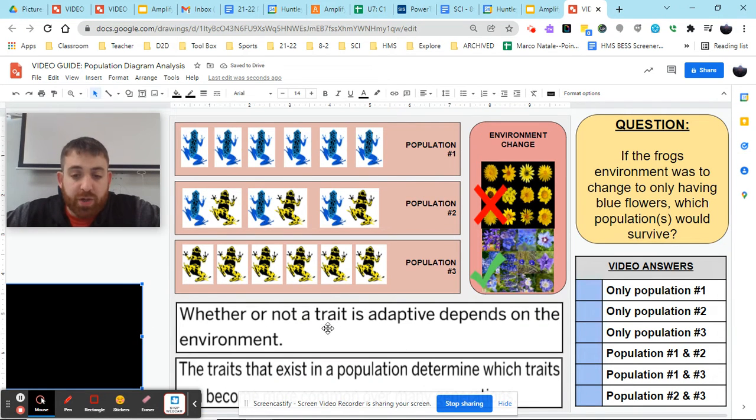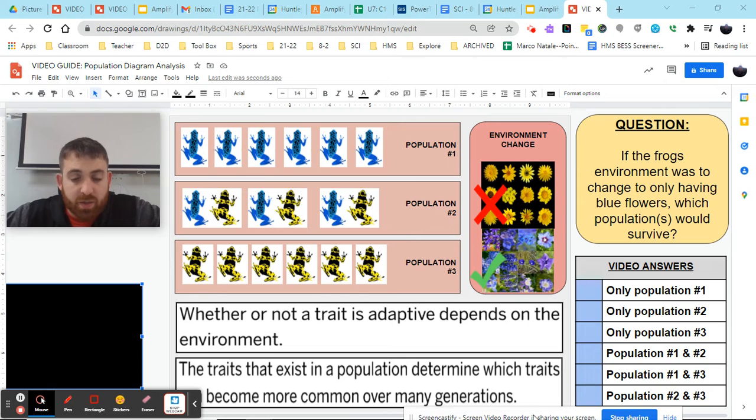First key concept, whether or not a trait is adaptive depends on the environment. The environment here is all blue, meaning the adaptive traits are going to be the blue frogs that can camouflage in, and the yellow frogs will have the non-adaptive traits. In terms of helping us pick out which populations, the traits that exist in a population determine which traits become more common over generations. We know that in this population, the blue frogs are going to become more popular and more common over many generations. And the blue frogs in population 2 will as well. Even though the yellow frogs might not live, our blue frogs will continue to move on.